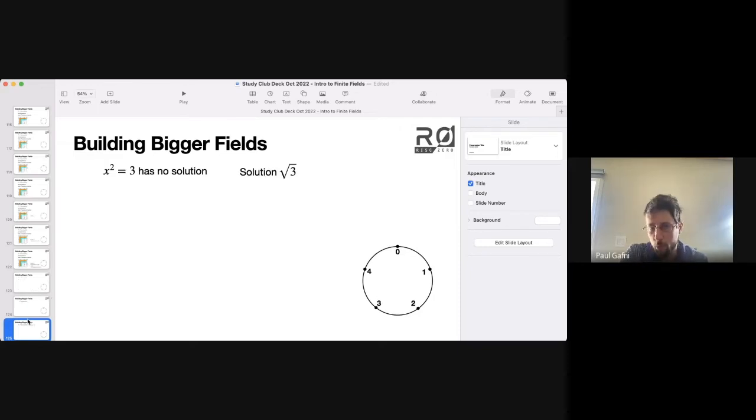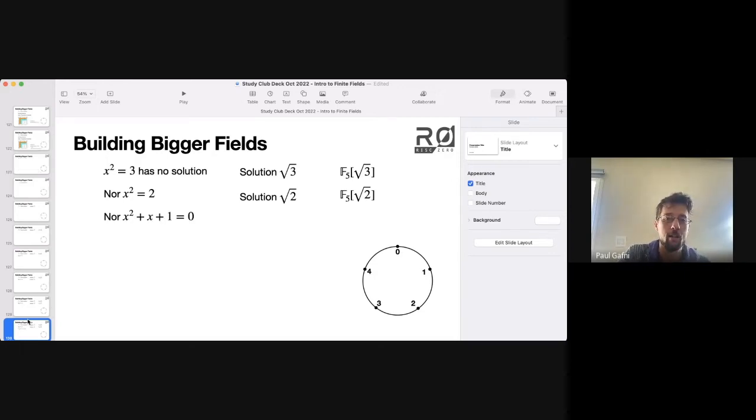So to step back a little bit, we looked at one equation that didn't have a solution. We named the solution, and then we built an extension field using that solution. I could take some other equation that doesn't have a solution and name the solution and build another extension field by including that element. Or I could take some other equation and name the solution and build an extension field in terms of that element.